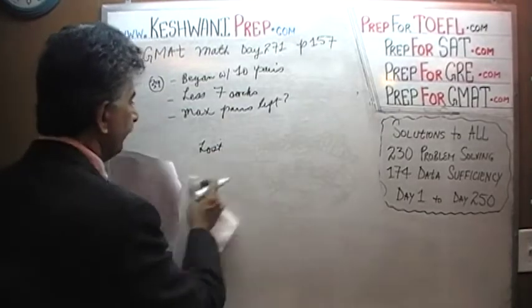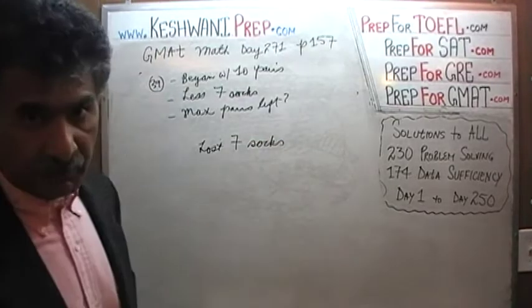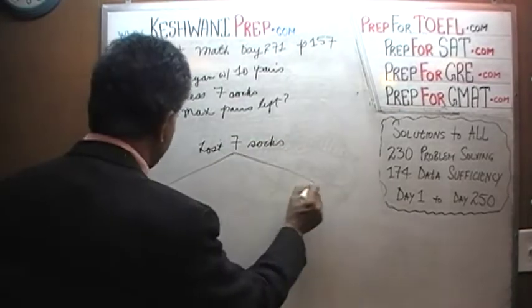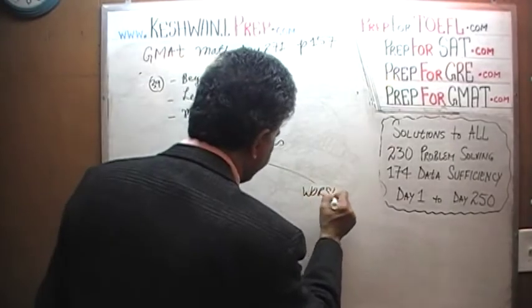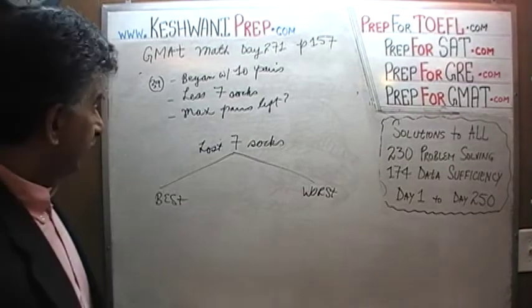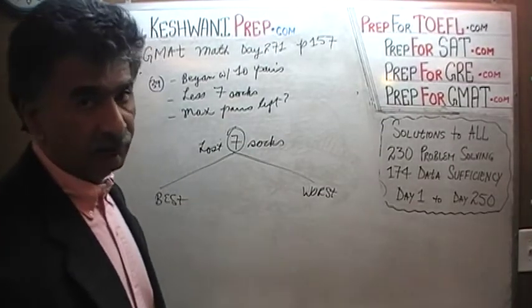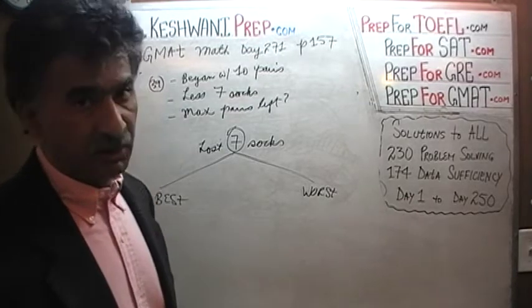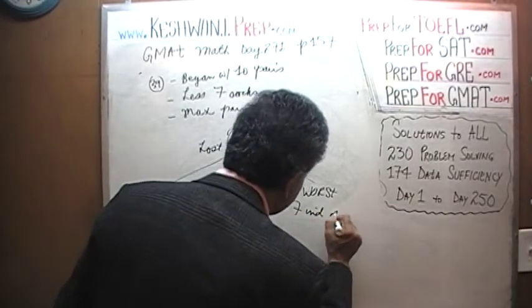Since we lost 7 socks, there are several possibilities, but there are 2 extreme possibilities. One is the best case scenario, another one is the worst case scenario. The worst case scenario is that all the 7 socks that you lose are individual socks. No 2 socks were matching in the 7 that you lost. So we lost 7 individual socks.